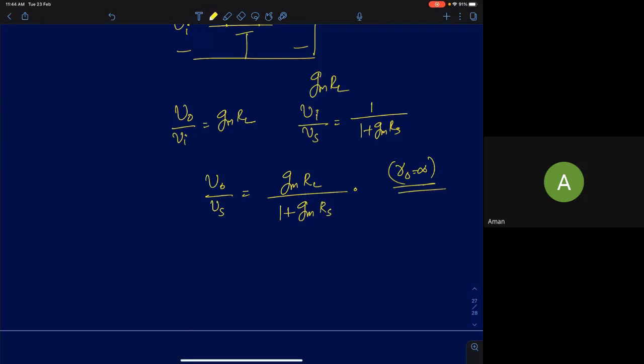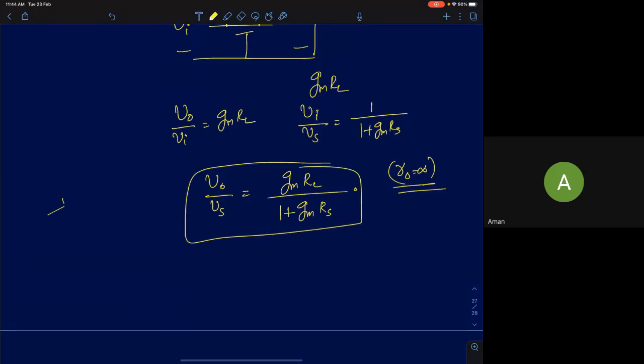See, when I say R0 infinity, you should ask me, does it hold true? Generally, what it means is your R0 is much greater than Rs and load resistance. Then I can assume it's infinity in this analysis. If it is much greater than both the load resistance and source resistance, then I can ignore it. But otherwise, when we include it, the analysis becomes a little bit complicated, but we'll do that later. That's it. So your voltage gain is given by gm RL by 1 plus gm Rs.